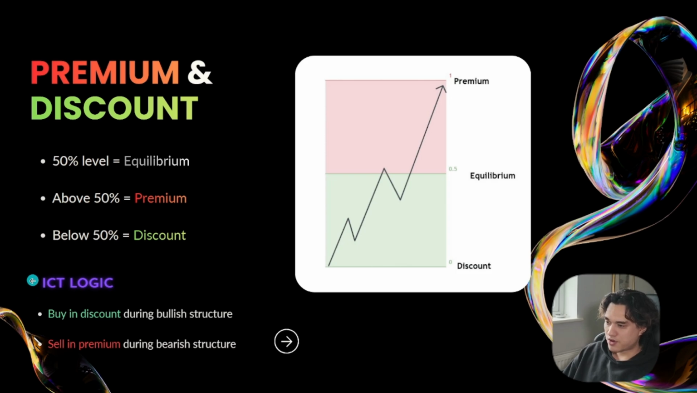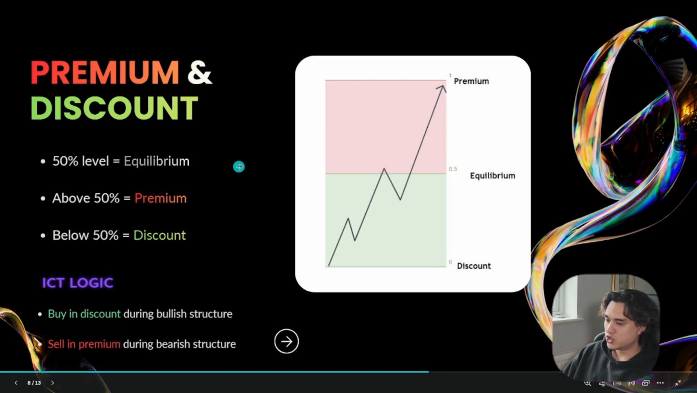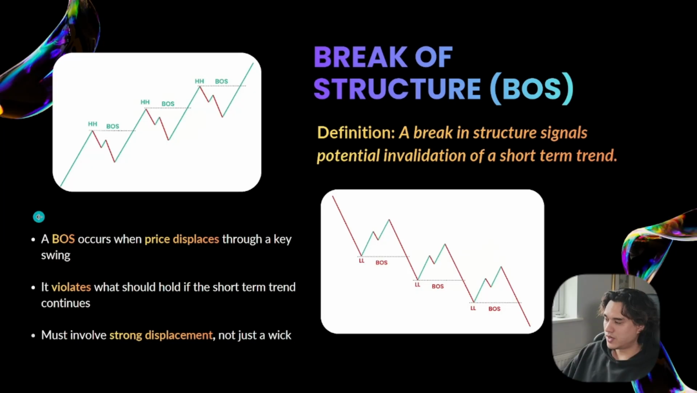So let's just summarize this, because ICT logic tells us that you buy in the discount during bullish structure and you sell in premium during the bearish structure. So let's move on to a break of structure. So what happens when a trend is about to end? The first clue is a break of structure, or BOS.